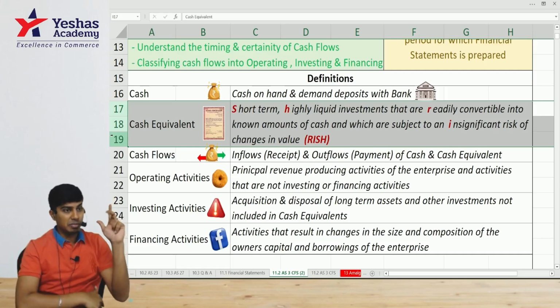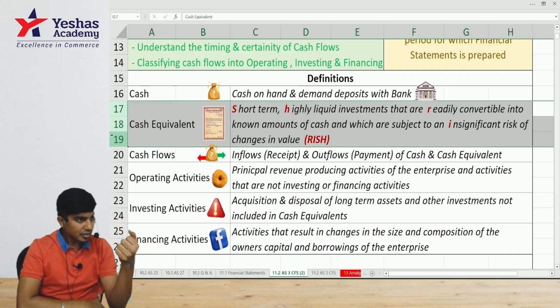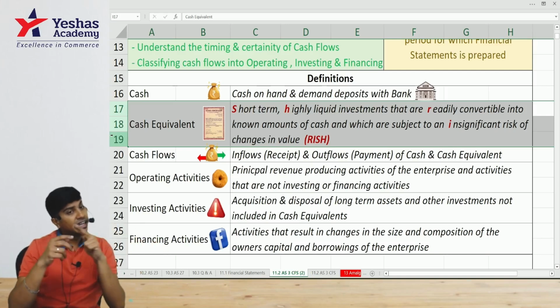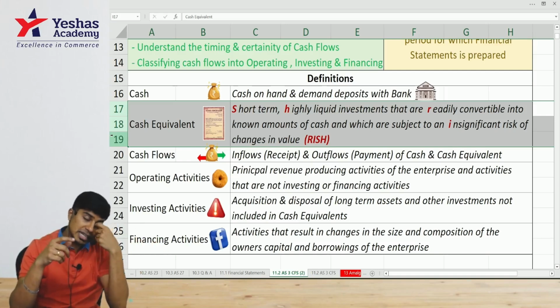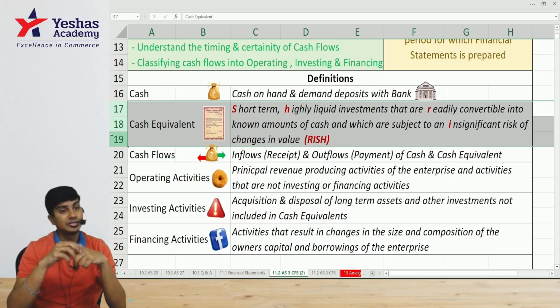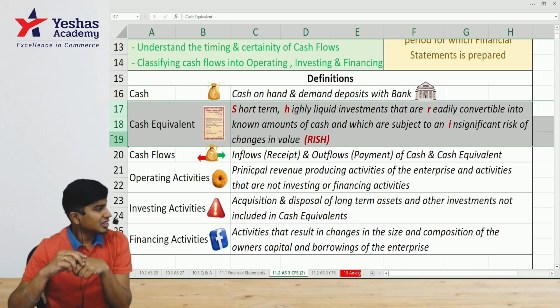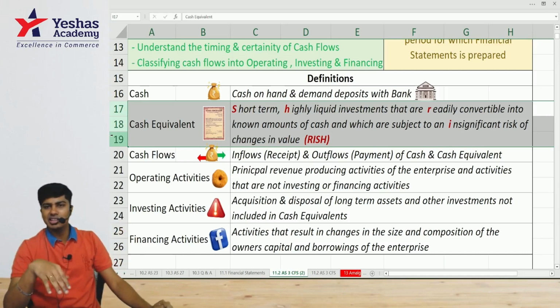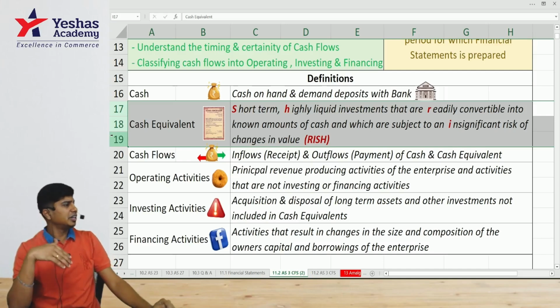Meaning this debenture, what we told, is listed, readily convertible. Because it is a debenture, there is insignificant risk. It is short term when these debentures are redeemable within 3 months, they are due for redemption within 3 months. Then short term. And lastly, H is highly liquid, meaning there should be any number of opportunities for us to sell it and then convert it into cash.